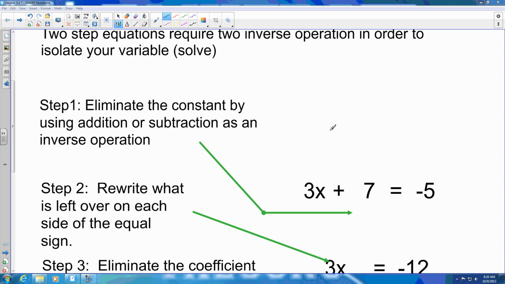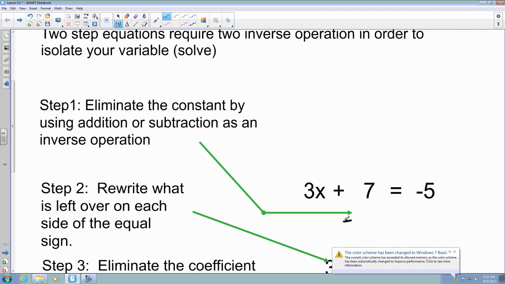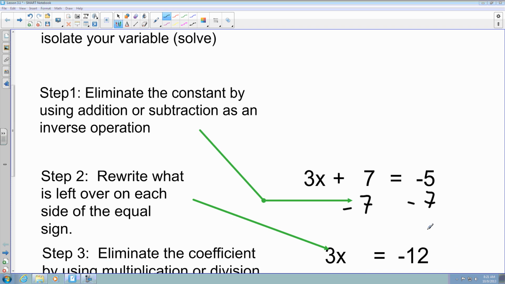So in this case, this problem is 3x plus 7 equals negative 5. Since we are adding a positive 7, I want to eliminate that by subtracting 7 from both sides. And when I do that, this cancels out because it becomes 0, so I'm left with 3x on the left-hand side of my equal sign, and negative 5 minus 7 gives me negative 12.